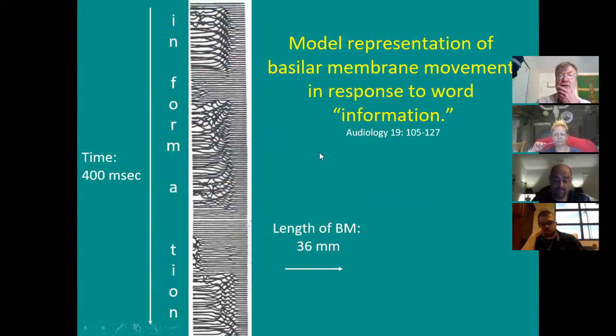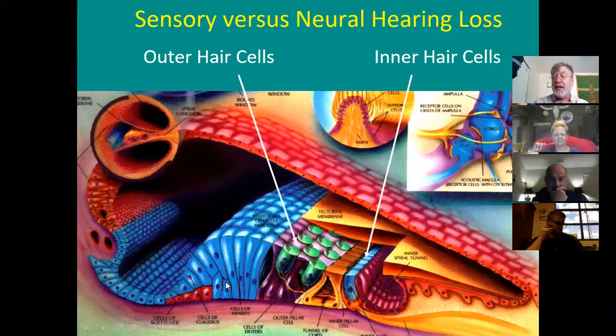Here are pictures of hundreds of traveling waves occurring with the utterance of one word, information. Look at all the traveling waves occurring. And of course, you've got the sharpening taking place on each of those traveling waves. Notice how they're more toward the apex when you've got a vowel sound. They're more toward the base when you have a high frequency sound like F. Anyway, stuff from anatomy.